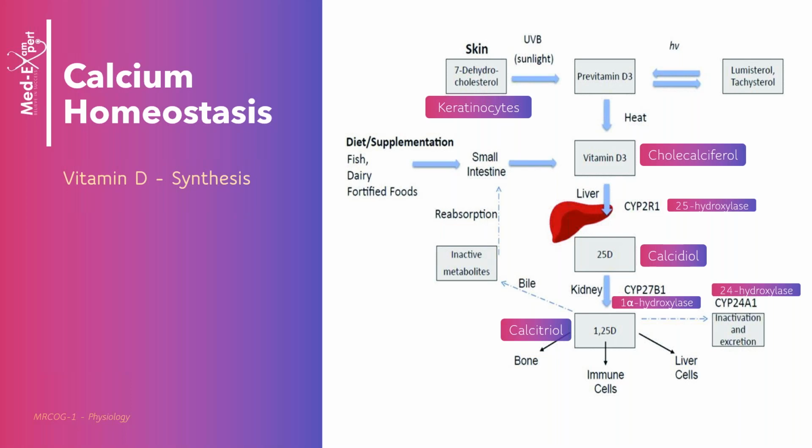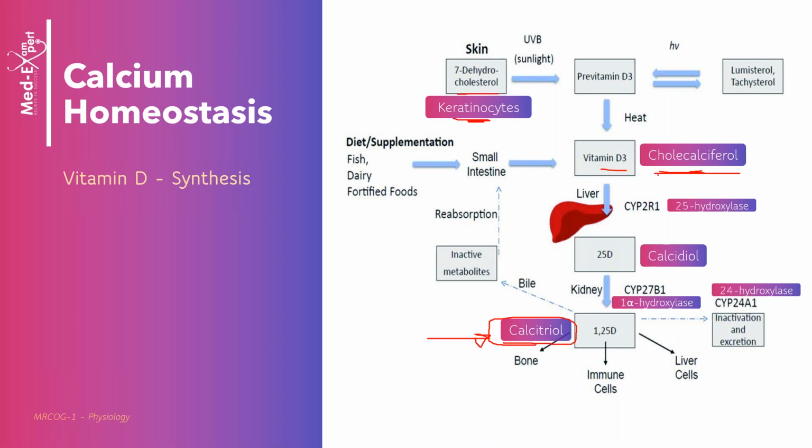First, of course, vitamin D is synthesized by various processes until activation to the active form, which is called the calcitriol. This is the active form of vitamin D, and this is also a very important exam question. First, we have 7-dehydrocholesterol in the keratinocytes of the skin. When exposed to the sunlight, it will be transformed to vitamin D3, which is called the cholecalciferol.